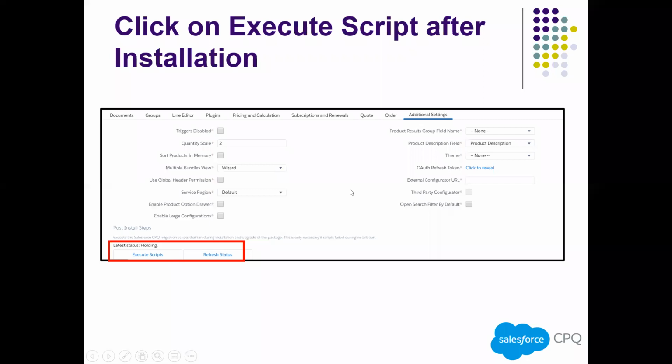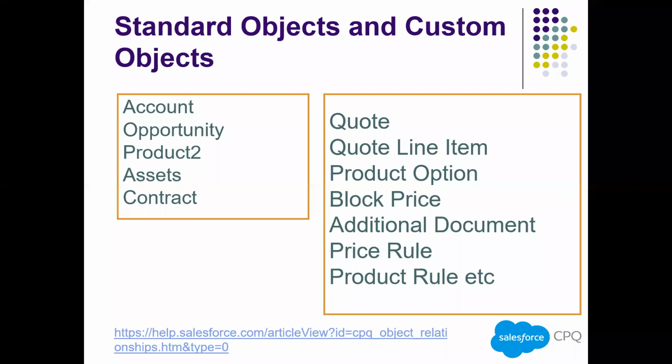Now I'm navigating to my next slide deck, which is about Salesforce CPQ after installation. Salesforce CPQ uses your standard objects and custom objects. After installation, if you go and see which standard objects they generally use, they are account, opportunities, product, assets, and contract. These are all the standard objects they generally use.